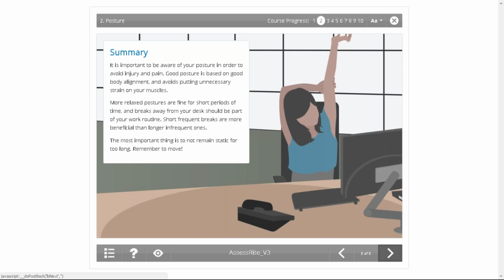More relaxed postures are fine for short periods of time, and breaks away from your desk should be part of your work routine. Short, frequent breaks are more beneficial than longer, infrequent ones. The most important thing is to not remain static for too long. Remember to move.